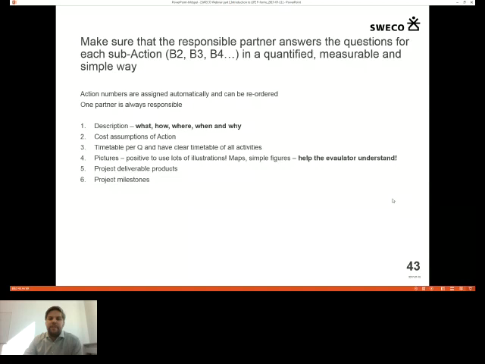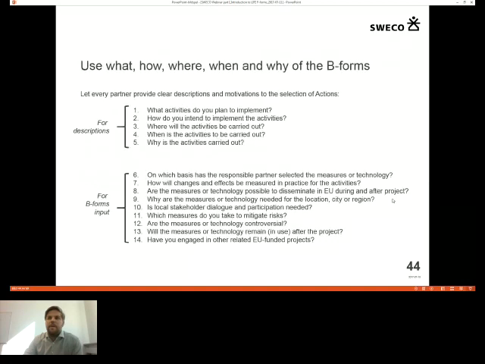We can continue to slide 44. And here I've listed some questions. Again, every partner can describe their own planned actions better.